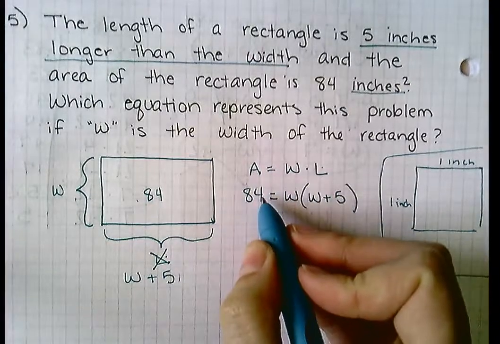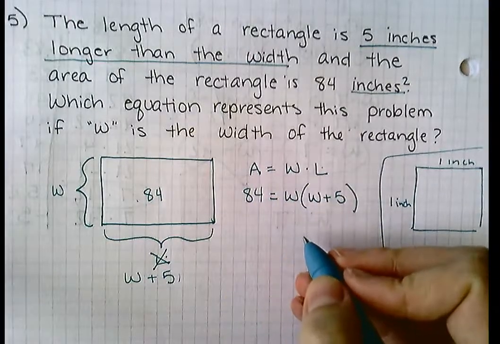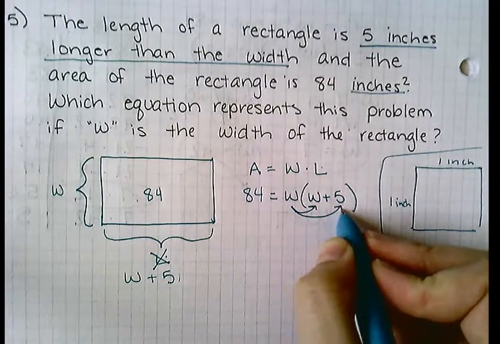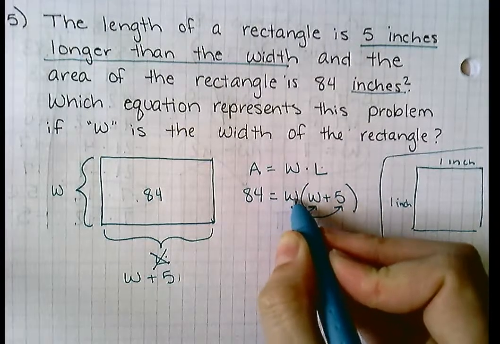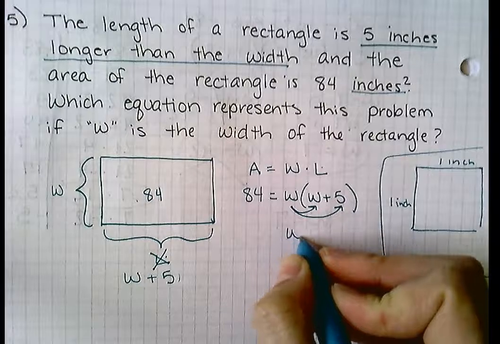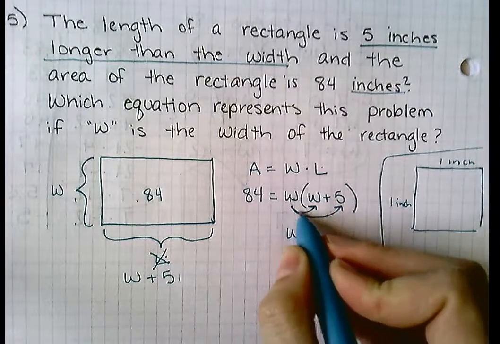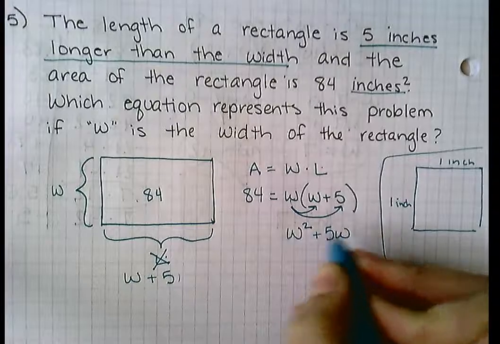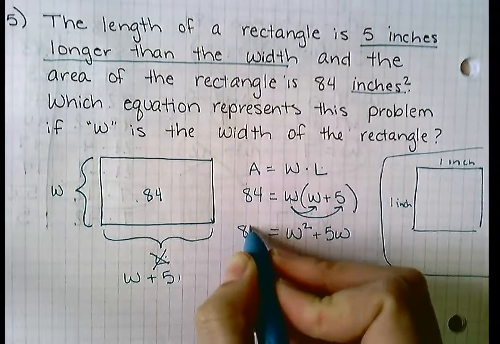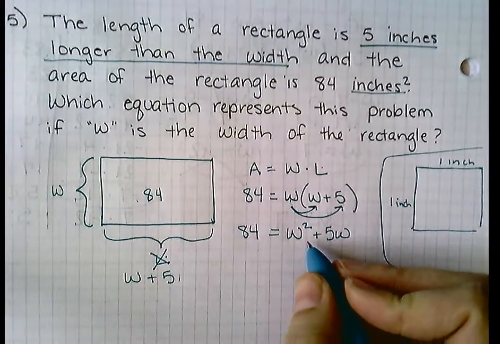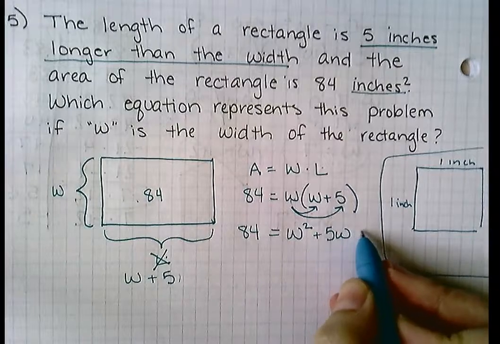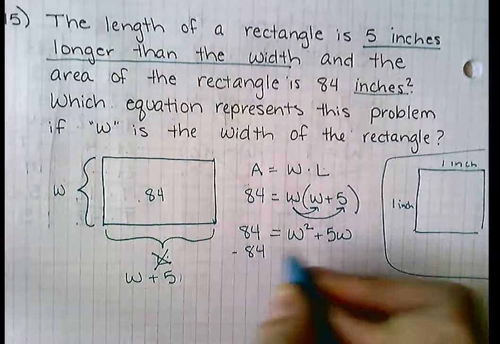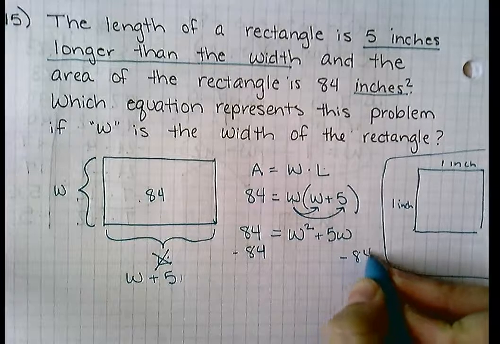So here's our equation. Let's try to get it into a form that we recognize better. So we're going to distribute into here. W times W will give me W squared, and W times 5 is 5W. And then on this side, I have 84. I'm not ready to factor yet because I need this 84 over here with the rest of the quadratic. So I subtract 84 and subtract 84.